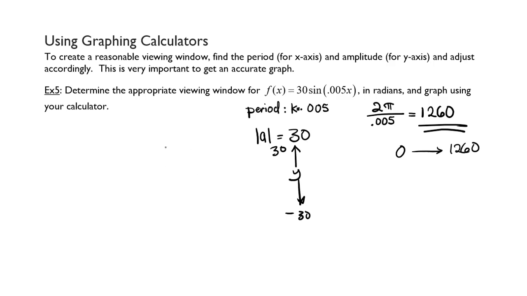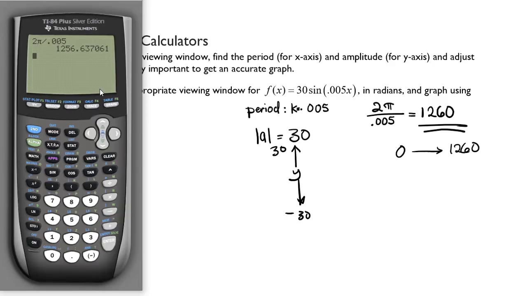And now I should be able to set up my window. If I go to the window button, I want my x min. It could stay at negative 10 just so you can kind of see how the period continues into the next period. But my x max needs to be 1,260. My y min needs to be negative 30. And my y max needs to be 30.